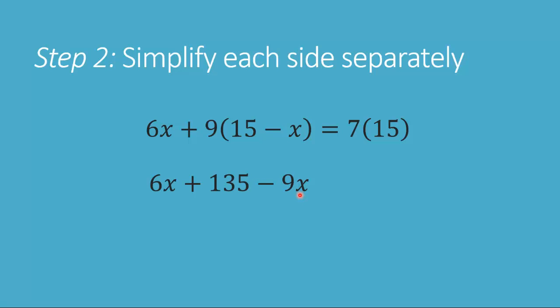Simplifying further, we take 6x and subtract 9x, and that gives us our minus 3x, and our 135 is still there. So now we've simplified the left side. We need to now simplify the right side. 7 times 15. Luckily that's easily done in a single step. You can use your calculators and double check that it is 105.